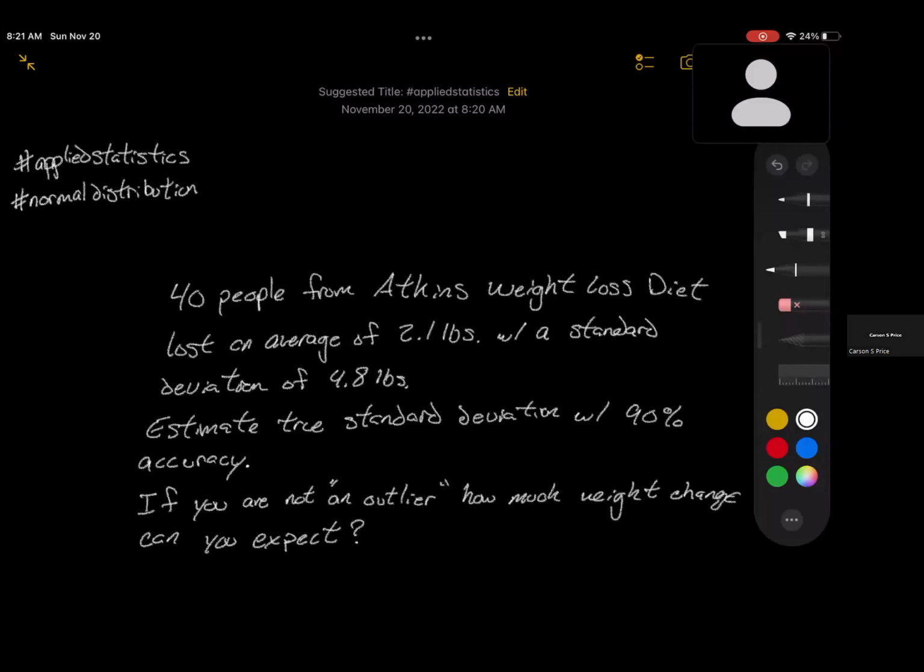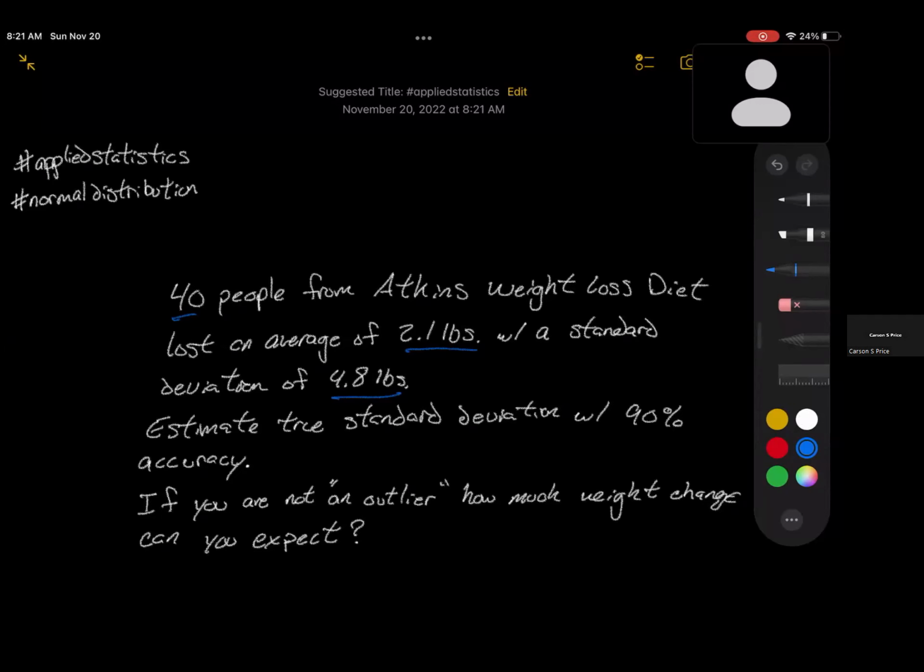All right, let's work on estimating a standard deviation problem. So I have 40 people from an Atkins weight loss diet program that lost an average of 2.1 pounds. All of the relevant information I'm going to try to underline in blue. From 40 people, we lost an average of 2.1 pounds and a standard deviation of 4.8 pounds.